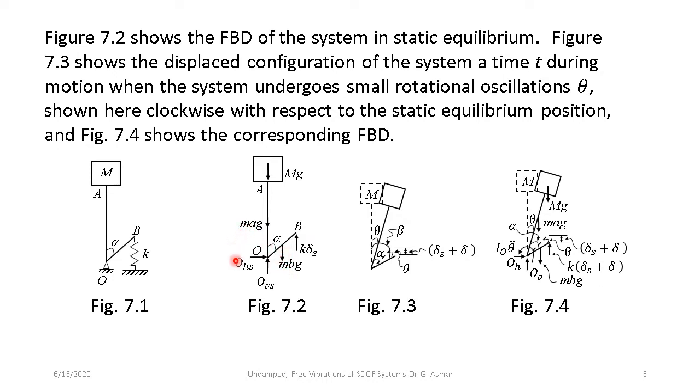We have the horizontal and vertical reactions at the pin at O. H and V stand for horizontal and vertical respectively, and S stands for static. And we also have the reaction from the spring on member OB at B that is equal to K delta S, where delta S is the static deflection of the spring. This force, K delta S, is necessary to maintain static equilibrium of the system.